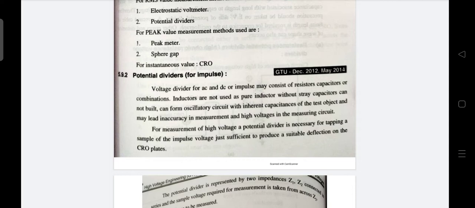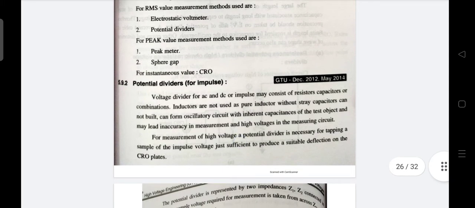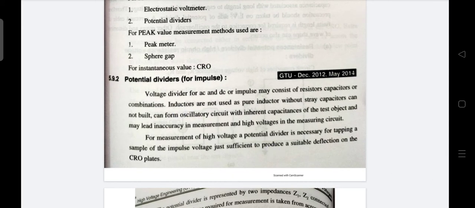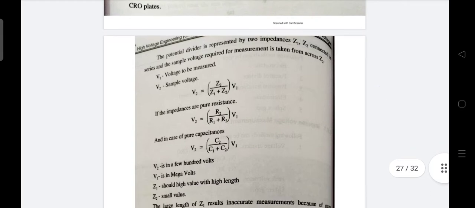Now let's start with the first, potential dividers for impulse voltage. The voltage divider for AC, DC or impulse may consist of resistance, capacitor or combinations. Inductors are not used, as a pure inductor without stray capacitance cannot be built. It can form an oscillatory circuit with the inherent capacitance of the test object and may lead to inaccuracy in measurement and high voltage in the measuring circuit. So for measurement of high voltage, a potential divider is necessary for tapping a sample of the impulse voltage just sufficient to produce a suitable deflection on the CRO plates.